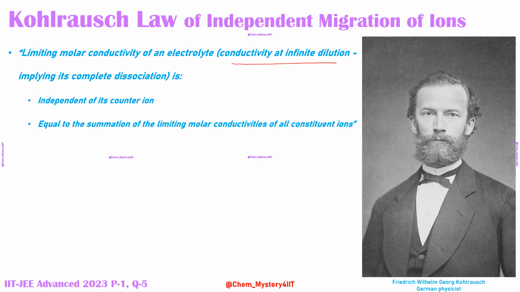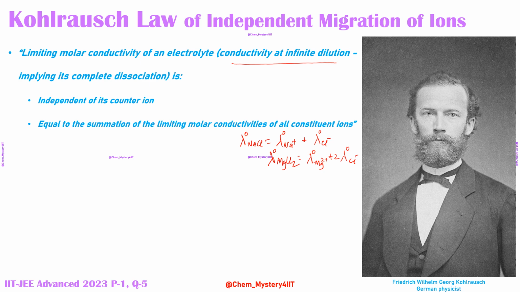So for sodium chloride, the limiting molar conductance will be equal to the limiting molar conductance of the sodium ion plus the limiting molar conductance of the chloride ion. Say if it was MgCl2, the limiting molar conductance would be defined as the limiting molar conductance of the magnesium ion plus 2 times the limiting molar conductance of the chloride ion. That's what Kohlrausch law means.